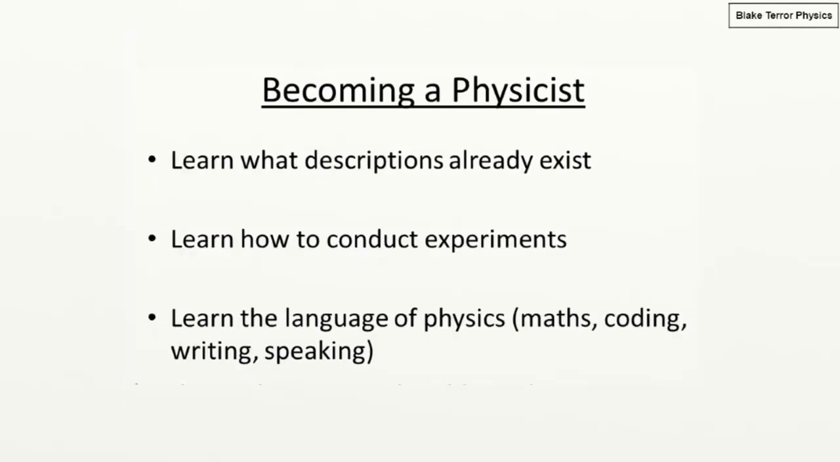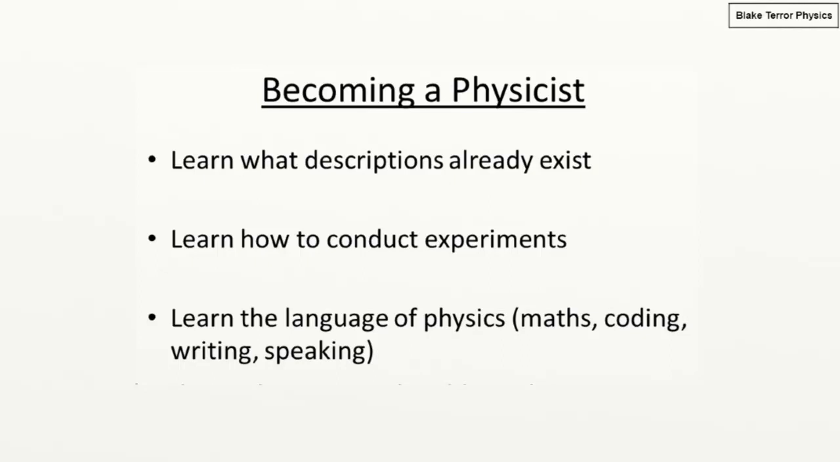Right, so how do we then become a physicist off the back of all of this? Well, we need to learn what descriptions already exist. We're not going out there and trying to rediscover everything. There are hundreds of years of people coming up with descriptions. So we're going to learn the best ones and how to apply them. We need to learn to conduct experiments, as already described. Being able to conduct scientific experiments is crucial to being able to discover accurate descriptions of the world.